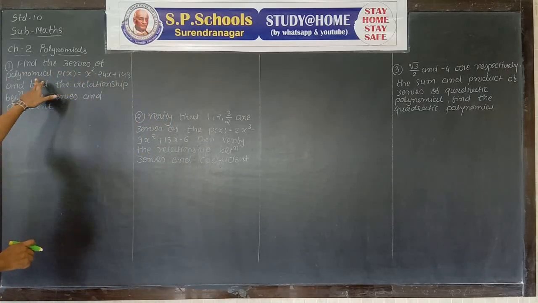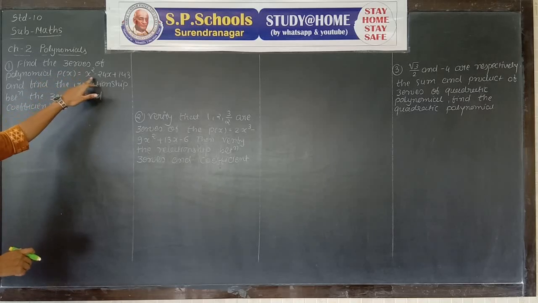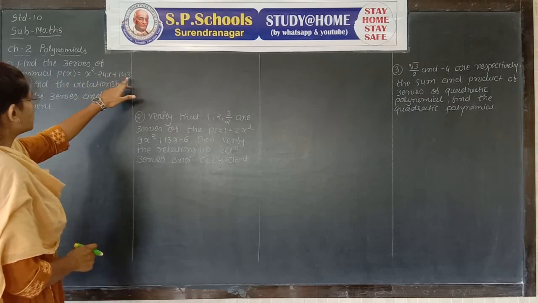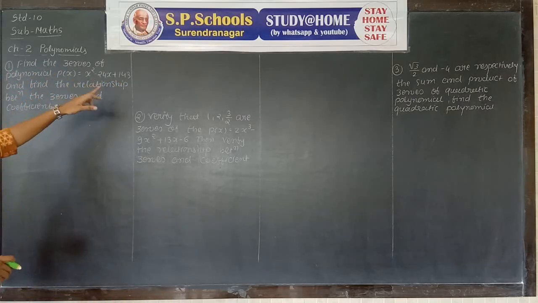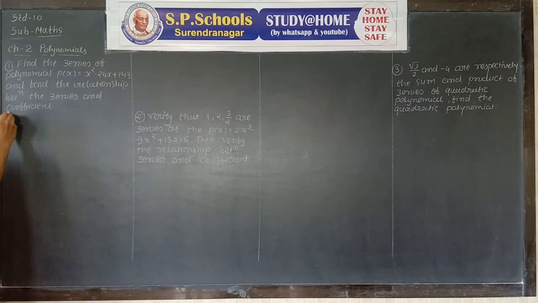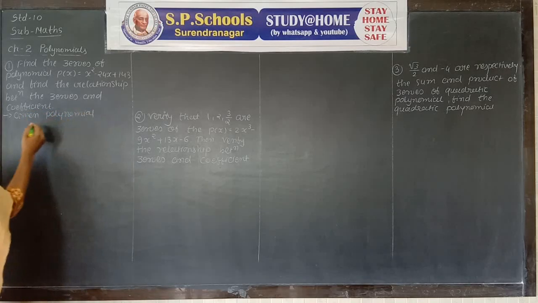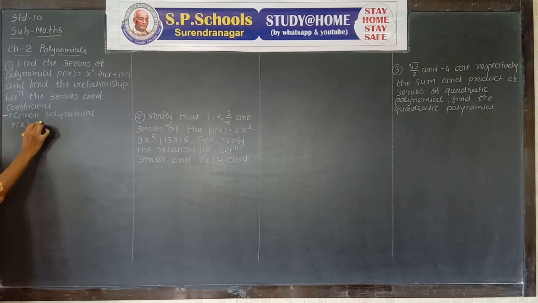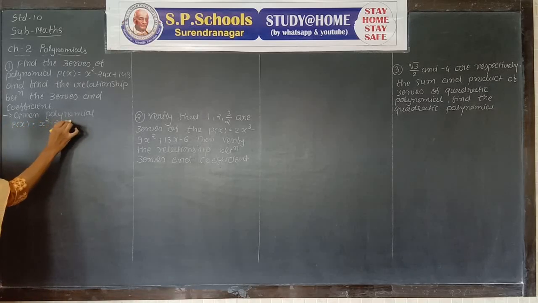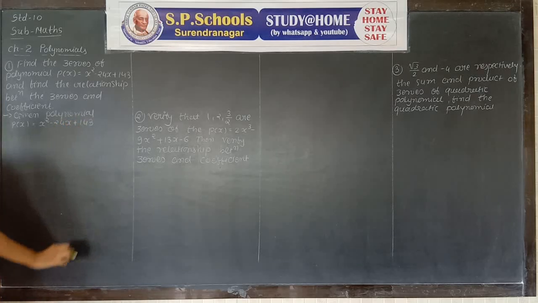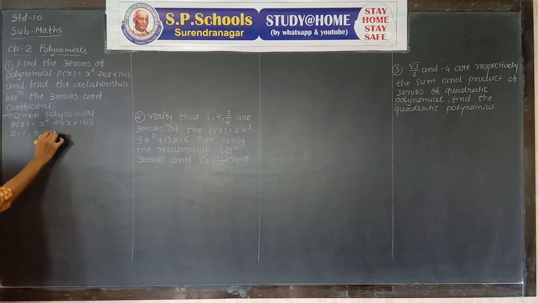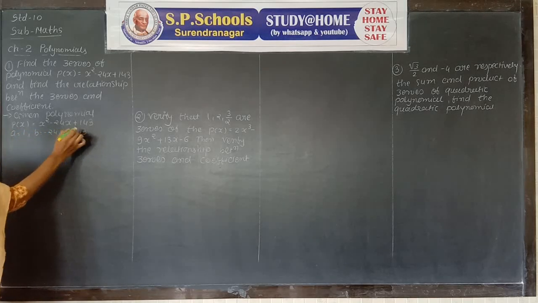Find the zeros of the polynomial p of x is equal to x square minus 24x plus 143 and find the relationship between the zeros and the coefficients. First of all, write the given polynomial. Given polynomial p of x is equal to x square minus 24x plus 143, in which a is equal to 1, b is equal to minus 24 and c is equal to 143.